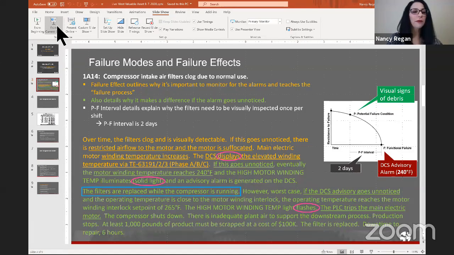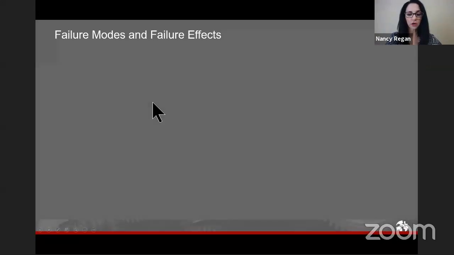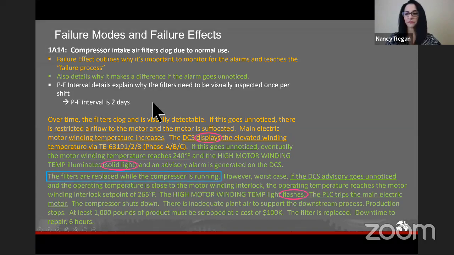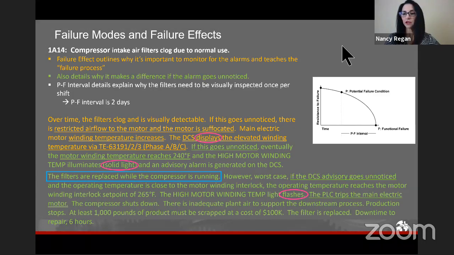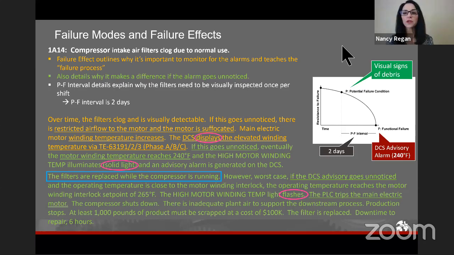All right, so let's go back to this because I want to go over, let's get all this on the screen. Okay, so here we are with our failure effect. Here's what happens when you write a failure effect properly, I hate to say. This is how I was taught to write a proper failure effect to get the most bang for your buck. If you write it the right way, it sets you up for the rest of, in this case, the RCM process.